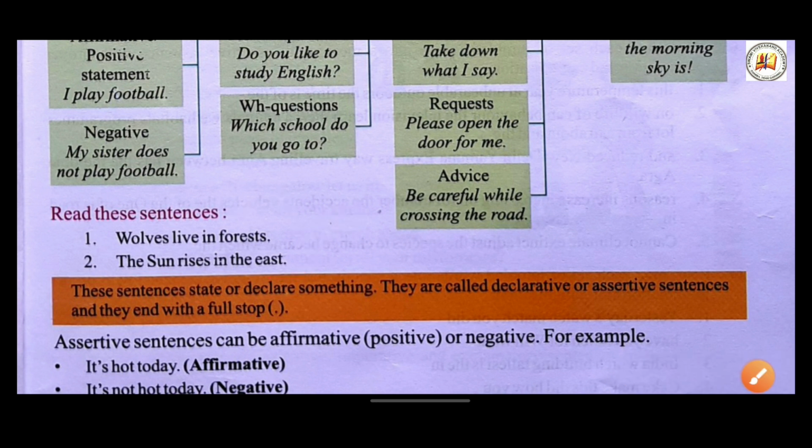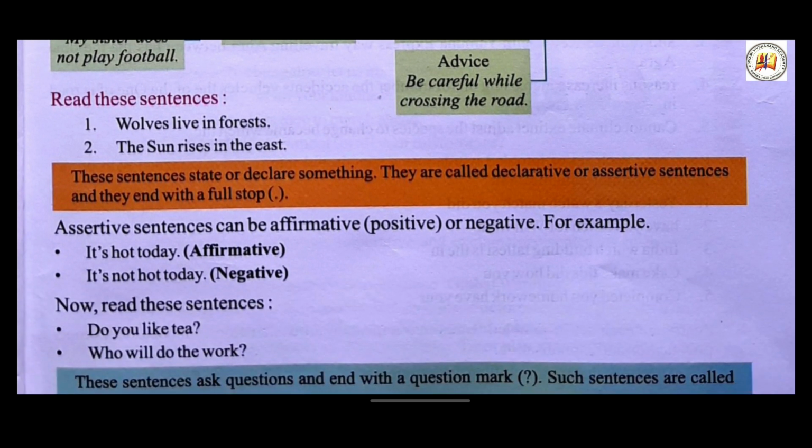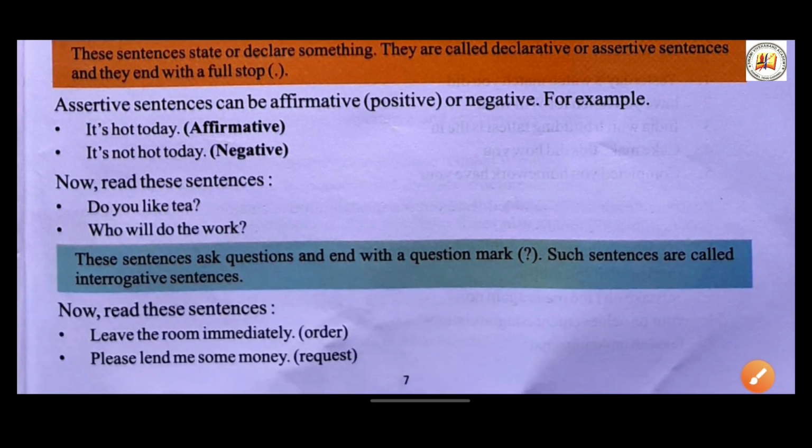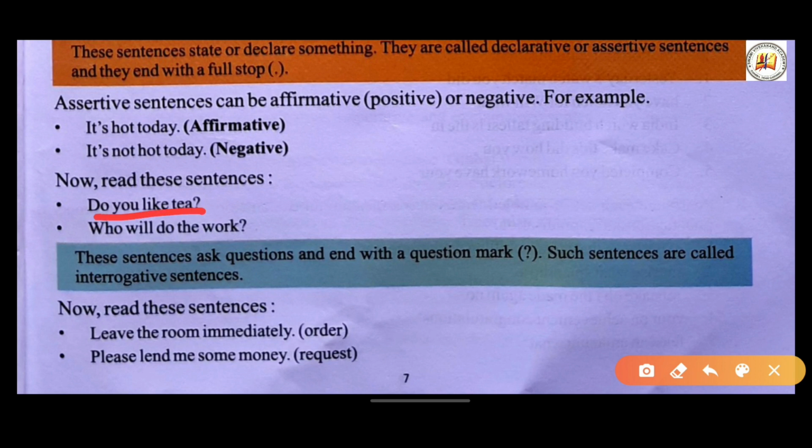Here, an assertive sentence can be affirmative, meaning positive, or negative. For example, it's hot today is an example of affirmative, and it is not hot today is an example of negative. Next, do you like tea? After completing the sentence there is a question mark here.